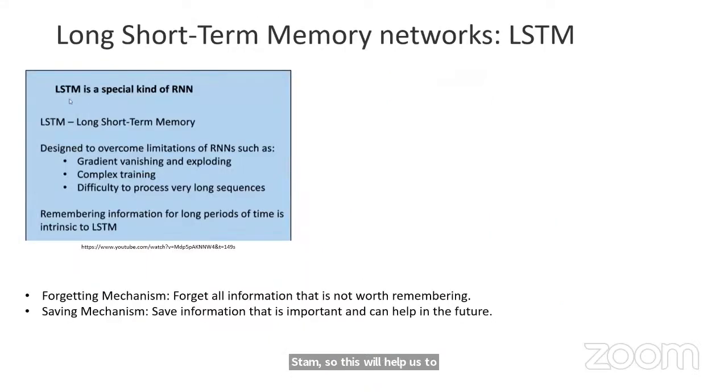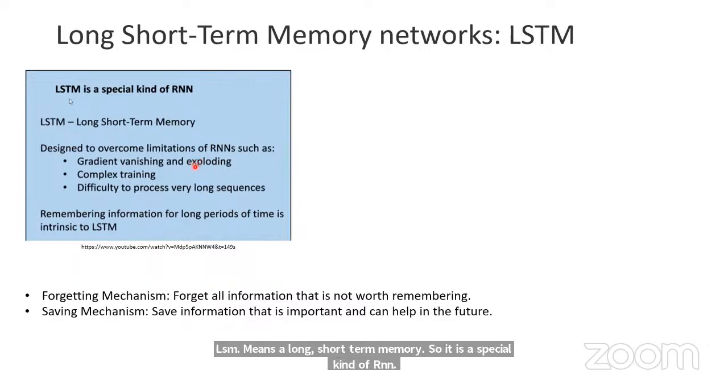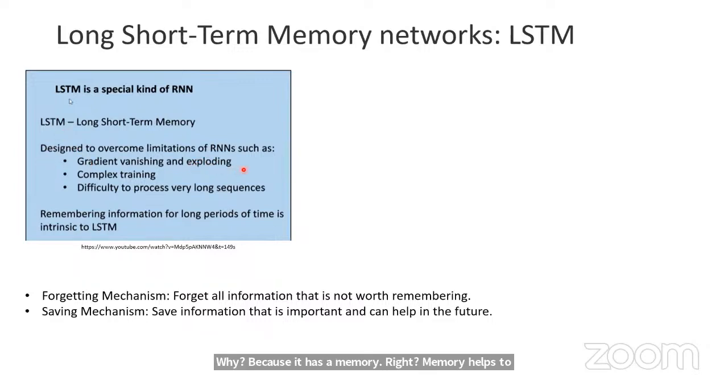Within the RNN category, the most popular neural network is the LSTM. LSTM means long short-term memory. It is a special kind of RNN because it has a memory, and memory helps to remember things and overcome the limitations of vanilla RNN, problems like vanishing gradients and exploding gradients.